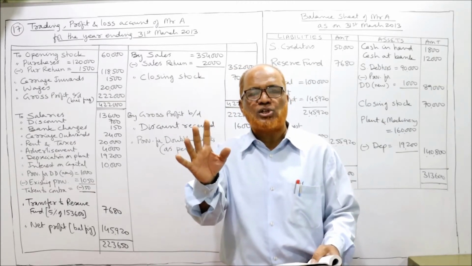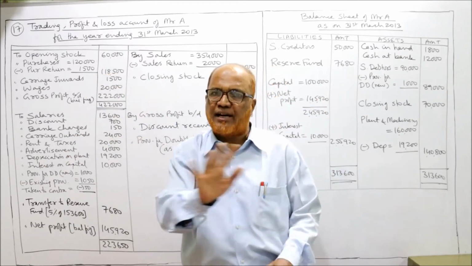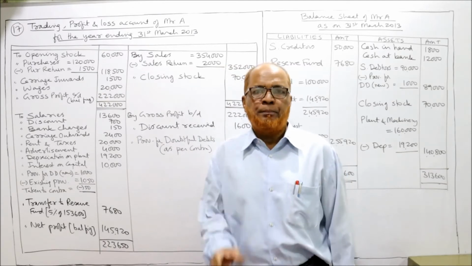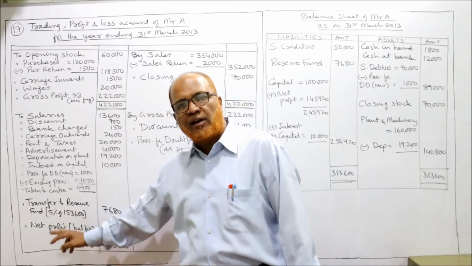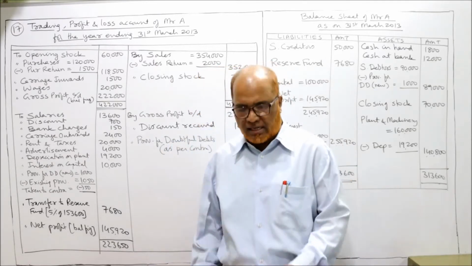First adjustment, closing stock as usual. Trading account credit side, balance sheet asset side, over. Depreciation of plant at 12%. So depreciation will be debited to profit and loss account. Depreciation will be deducted from plant and machinery on the asset side.